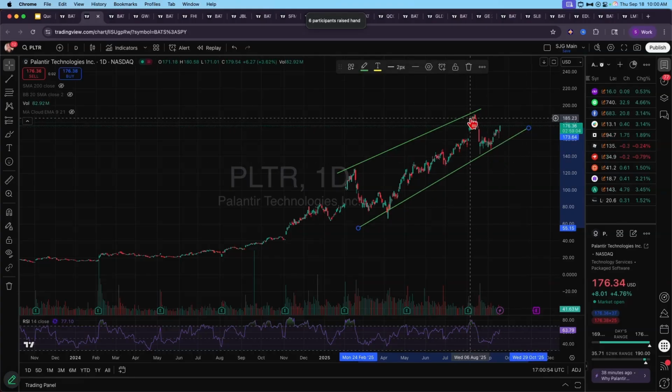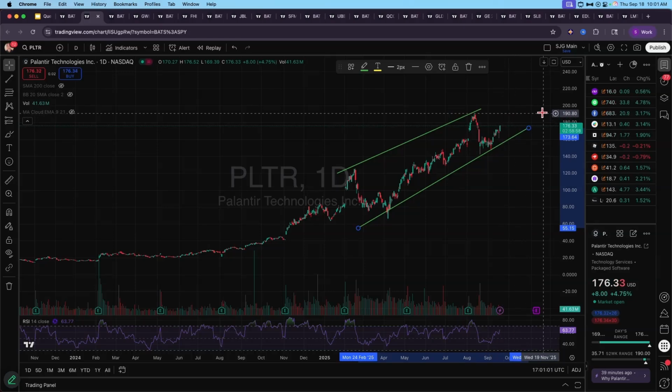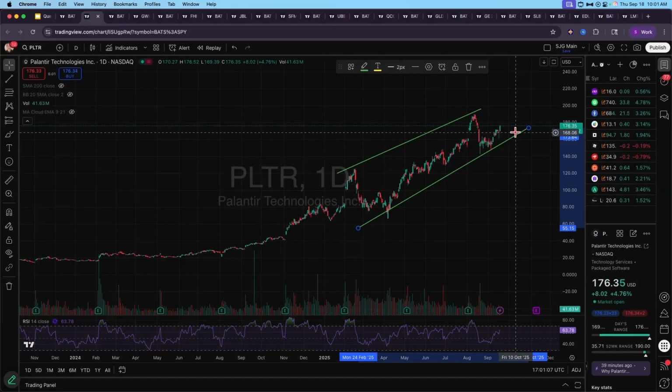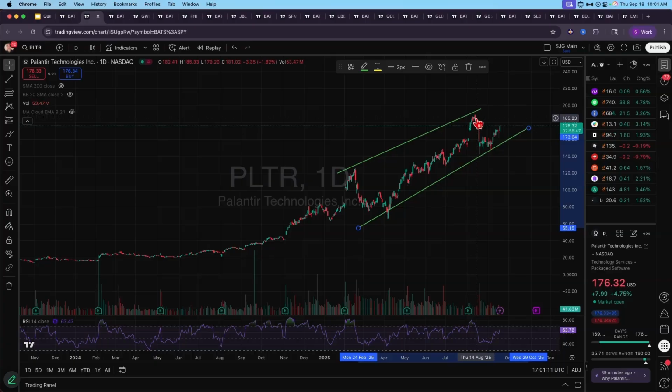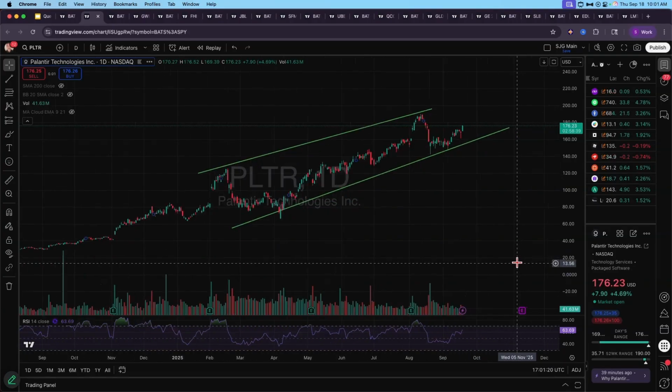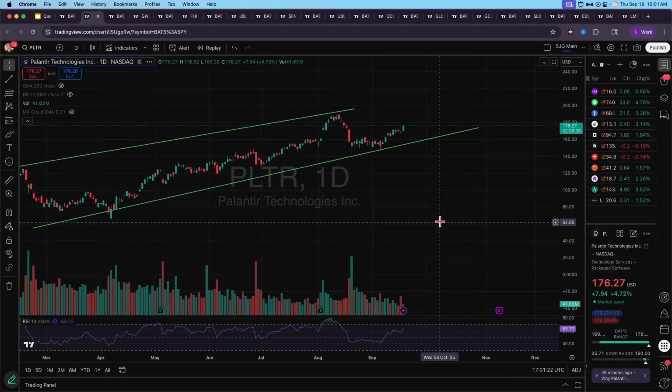My expectation on this is going to be a cup and handle. So this is going to form a cup. Then it's probably going to come back up to here, probably chop sideways a little bit. And I would be looking to potentially get long this if it were to pull back near this line, or if it broke out above this old high right here. If it broke out above that 185, that would tell me that it was breaking out of that cup and handle pattern.